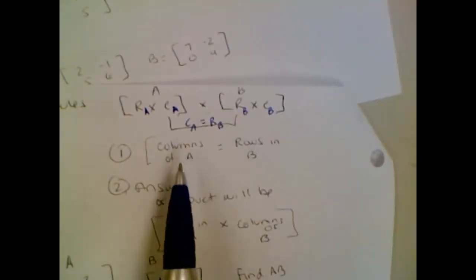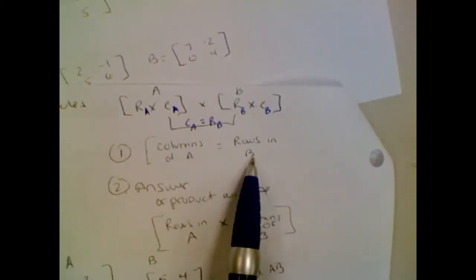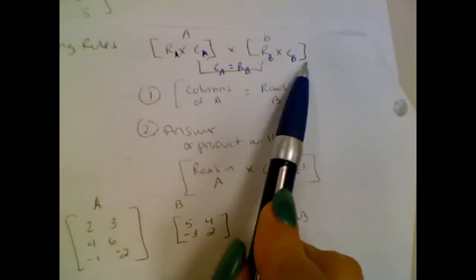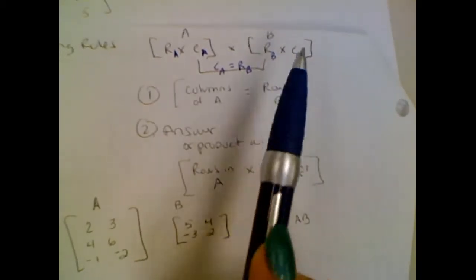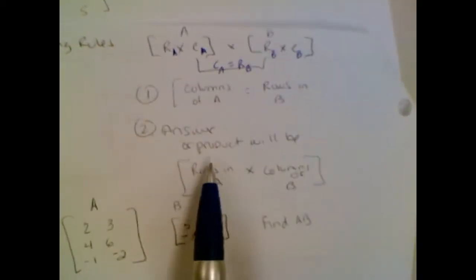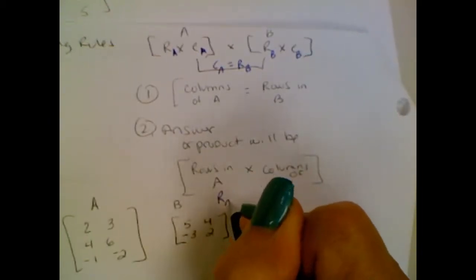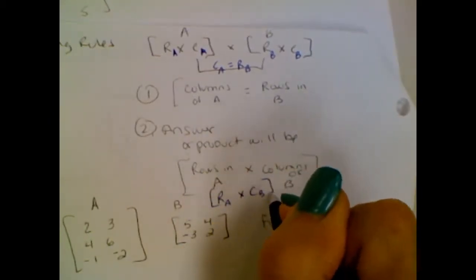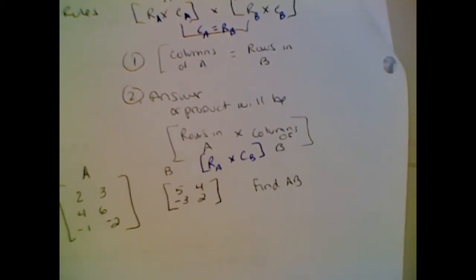Your answer, so it says right here, number 1, columns of A must equal the rows in B. That's in words. The product is going to be the outside numbers. So if these two numbers match up, your product will be the outside numbers. So your answer would be rows in A times columns in B. In other words, it'd be row A times column B. This would be your final answer. Rows in A times columns in B.